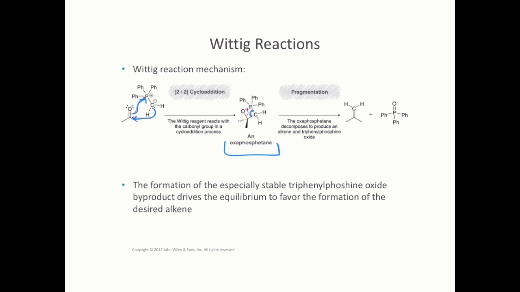So the phosphorus-carbon bond breaks, and those two lone pairs form the new alkene pi bond, and the carbon-oxygen bond breaks, forming a pi bond with the phosphorus. And you get the new alkene and triphenylphosphine oxide as a side product.